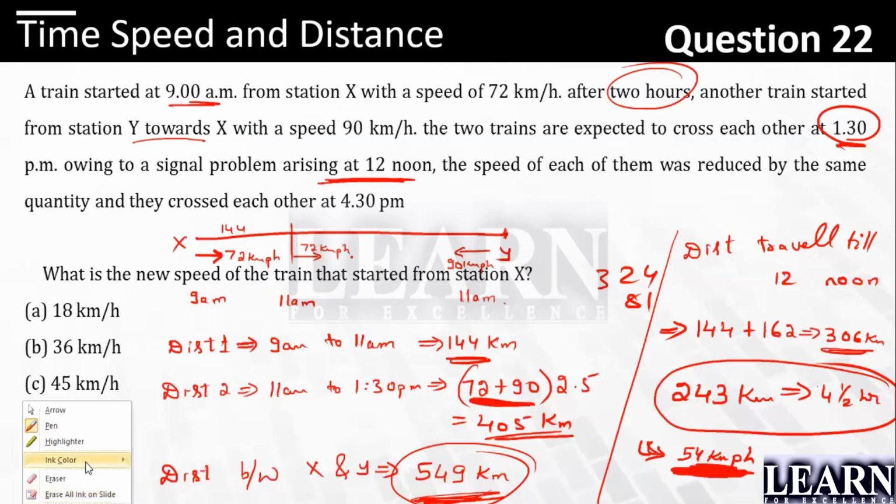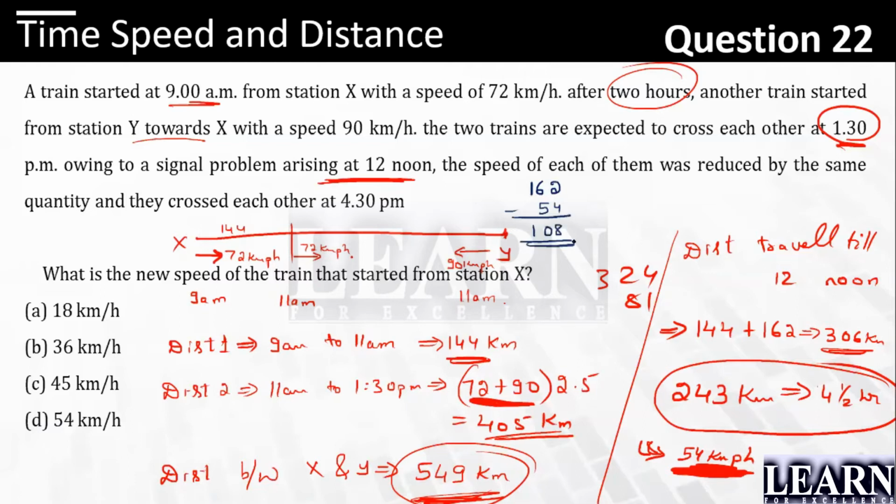Now look here, guys, how we are going to tackle this part, okay? So the total combined was 162 in the initial case. Now it is 54. What is the reduced speed in total? Reduced speed is 108. And what they have told is, they have been reduced by the same quantity.